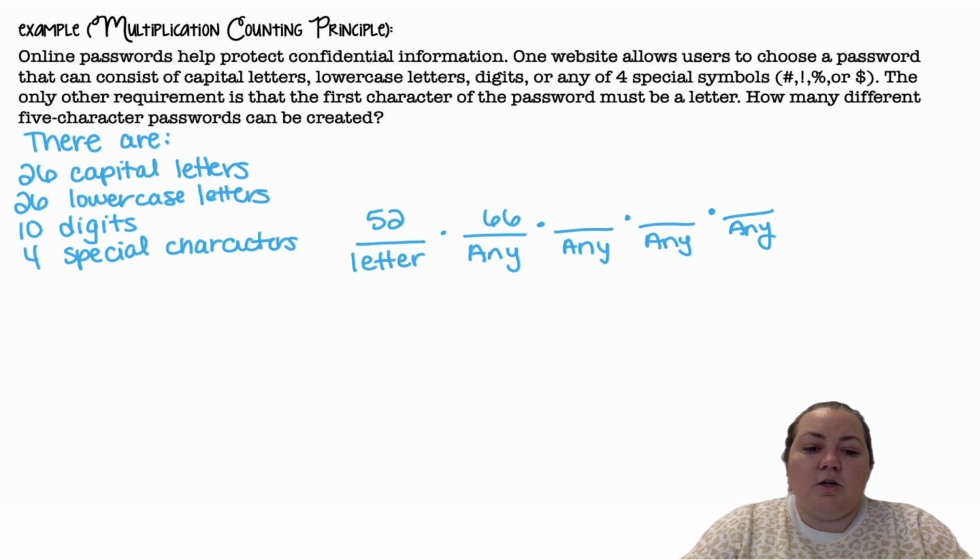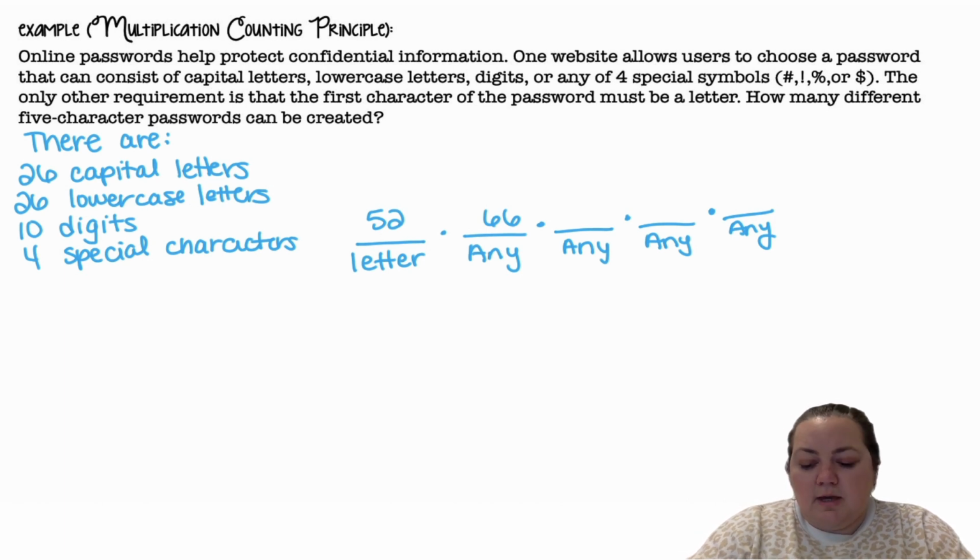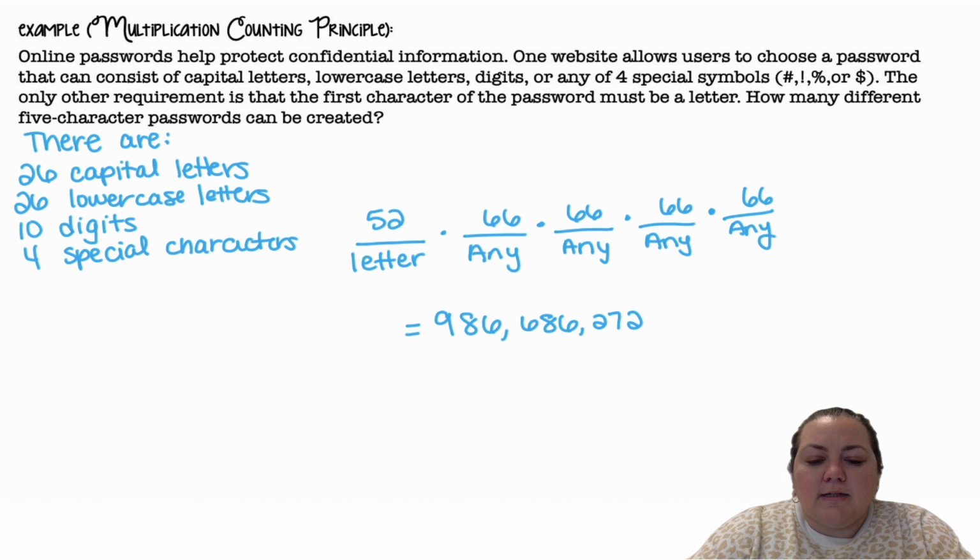And because I could reuse them, they could all be the exact same thing. These are not going to go down by 1. They're just going to stay the same. And if I multiply, I get 986,686,272 possible passwords.